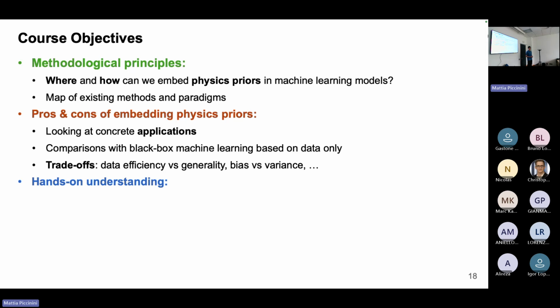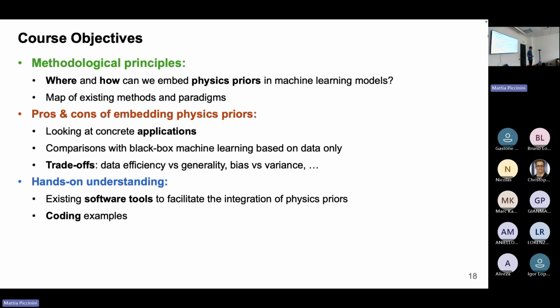We will also try to show you some hands-on experience, at least with an overview of the software tools that exist in the literature to help people encode and embed physics priors in machine learning. We will also be showing some coding examples, at least with the Model I framework that was mentioned by Gastone, which is the software tool that we typically use for this type of application. And we would like to show you some practical experience. Lastly, we will be discussing the open challenges and future directions.